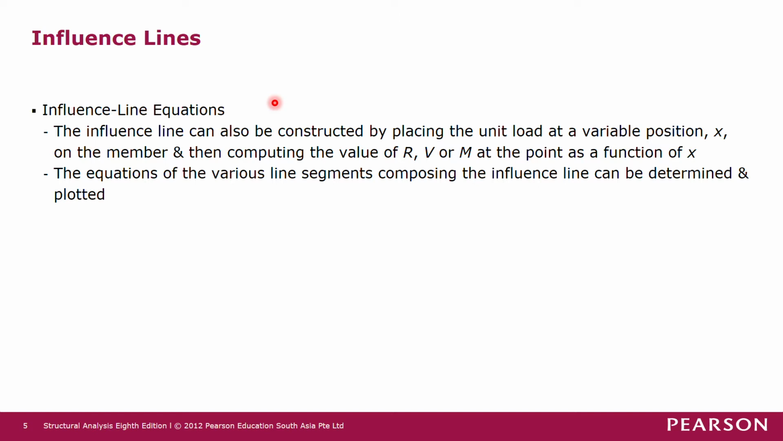But in writing influence line equations, we don't fix the location, but we say that it's a variable position x. So this variable position x on the member, when the unit load is placed on the structure, then we calculate the reaction R, or shear force V, or bending moment M at the point as a function of x. So we don't fix x with a value. Okay, and then the equations of the various line segments composing the influence line can be determined and plotted.